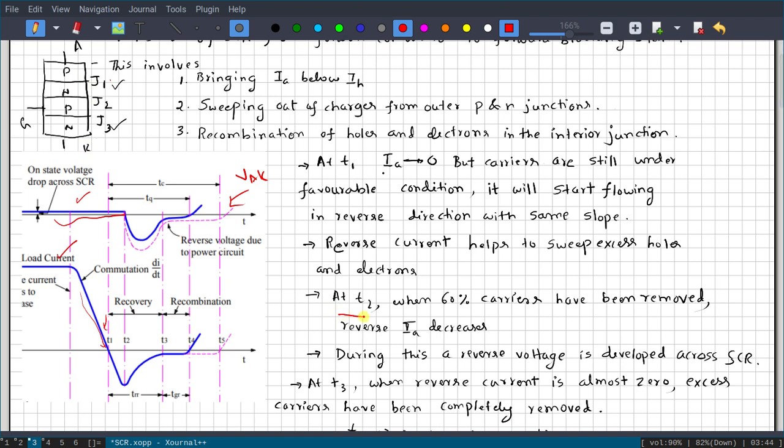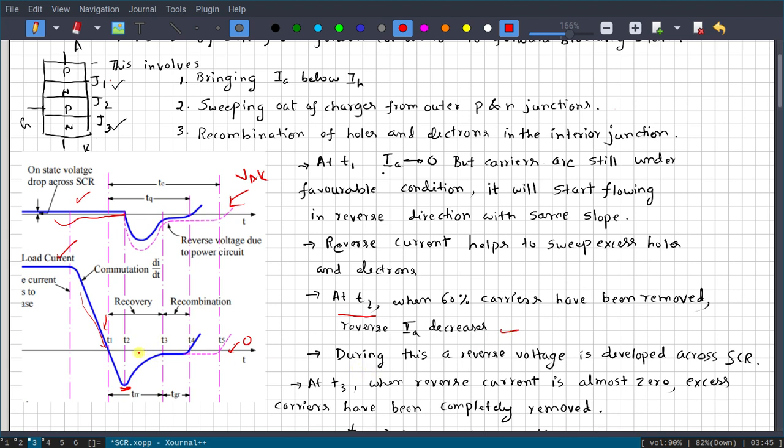So at T2, when 60% of carriers have been removed, reverse IA decreases. At this point, you can see it will not go below this. So the IA 0 point is this one, this is the 0th level. Now current will change from minus to 0. So the current starts decreasing because 60% of carrier charges are removed. So that's why it is written here.